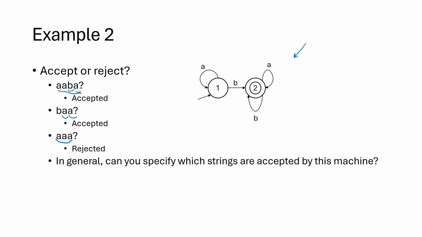Okay, now if you look at this, we always start from 1 because that's the initial state, and we want to end up at 2.